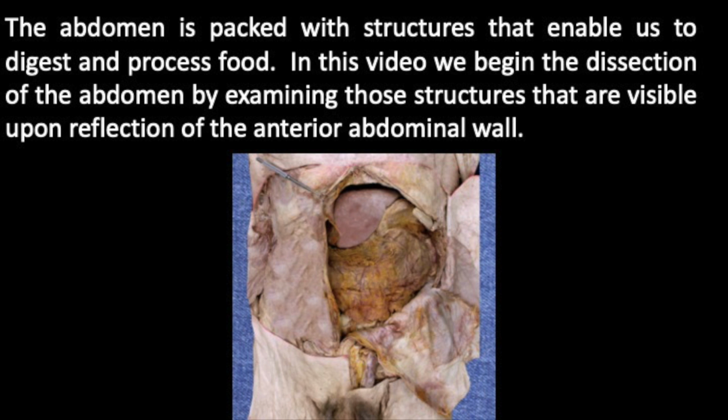The abdomen is packed with structures that enable us to digest and process food. In this video, we begin the dissection of the abdomen by examining those structures that are visible upon reflection of the anterior abdominal wall. Let's start the survey inspection of the superficial contents of the abdomen.